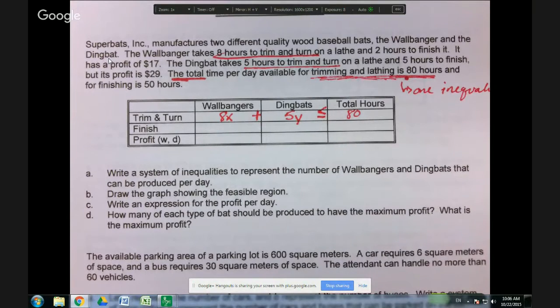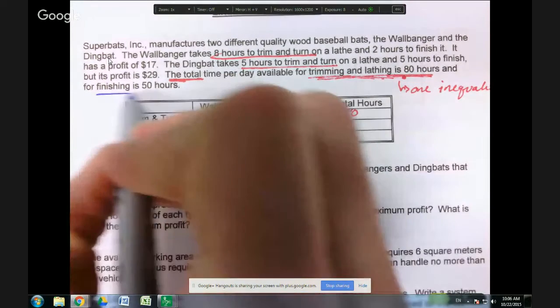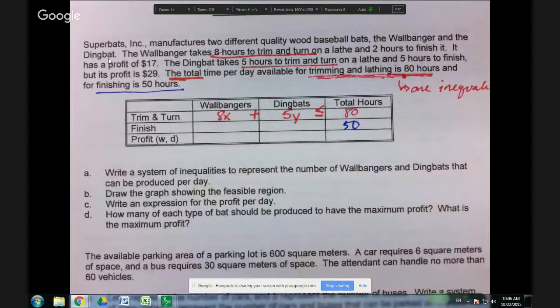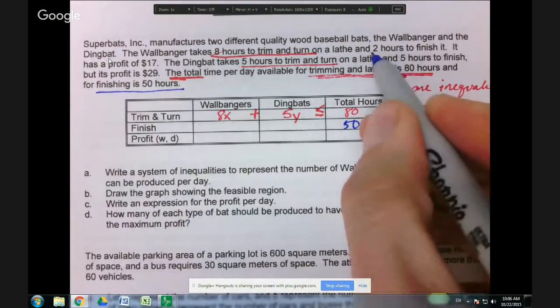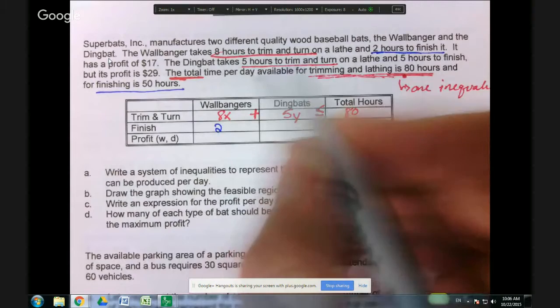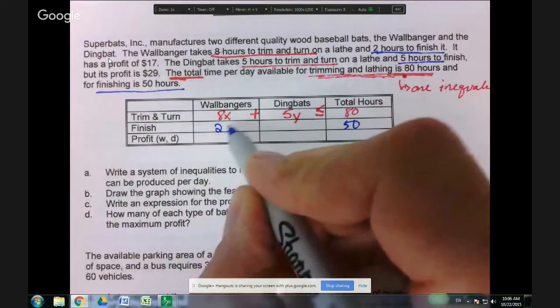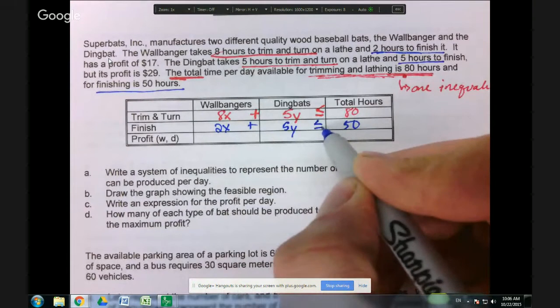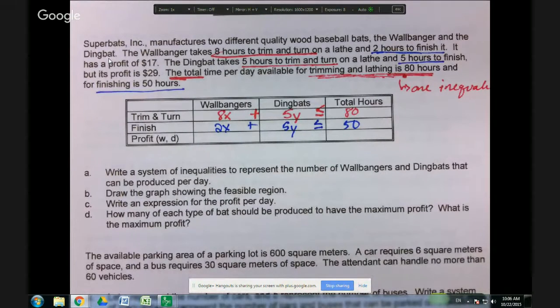Okay. What's my other total? Yeah, finishing 60 hours. How many hours does it take for a Wallbanger? 2. And Dingbats, 5. So 2X plus 5Y, same sign.